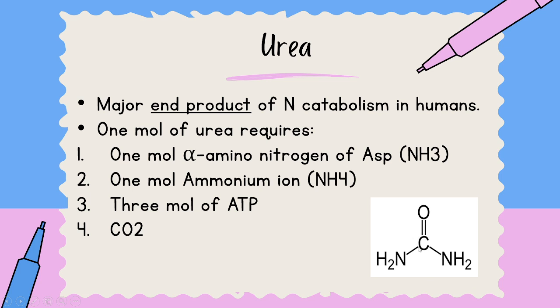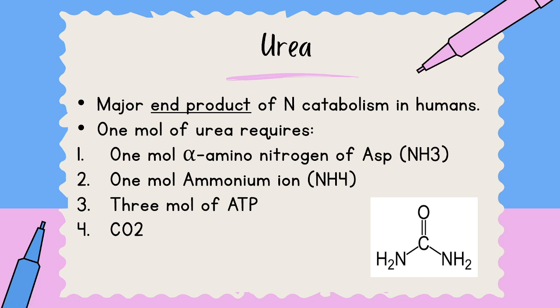Look here at the structure. The carbon here comes from carbon dioxide. We have two nitrogen atoms. One nitrogen atom comes from aspartate and the other nitrogen atom comes from ammonium ion. And the formation of urea is an active process that requires energy. For each 1 mole of urea, you need 3 ATPs. The body spends ATP here.